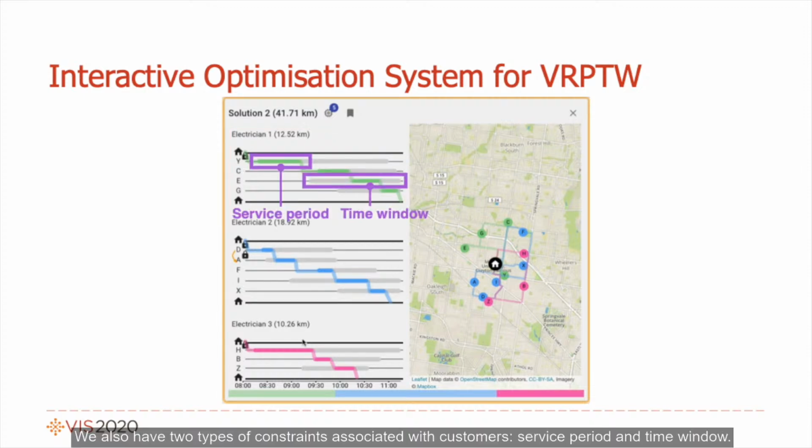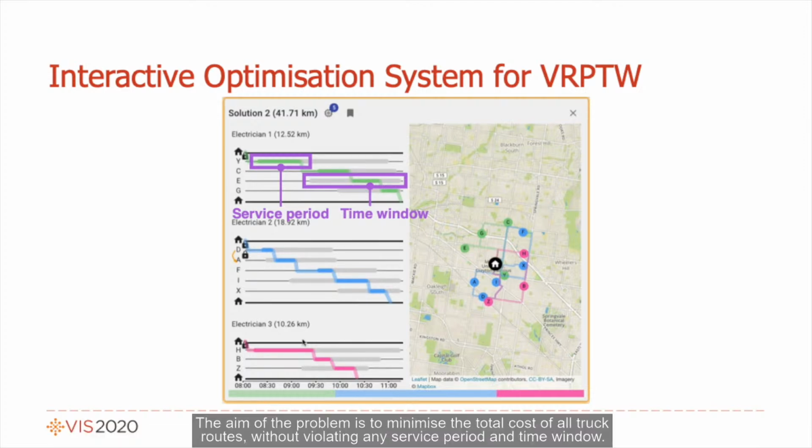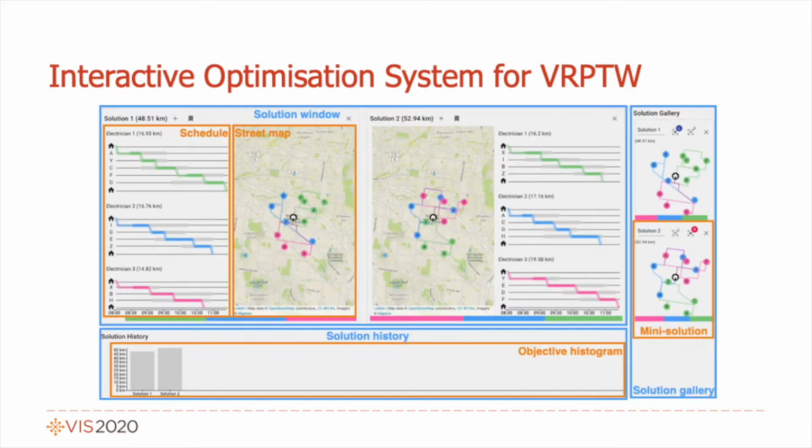We also have 2 types of constraints associated with customers: service period and time window. Service period is the amount of time required at a customer site to deliver the goods. Time window requires that a truck has to visit a customer to deliver the goods within a certain time frame. The aim of the problem is to minimize the total cost of all truck routes without violating any service period and time window.